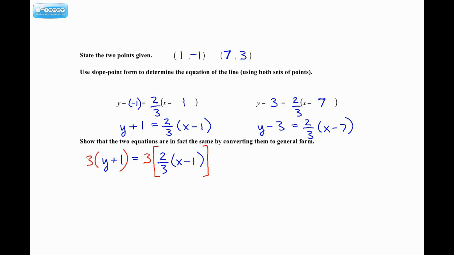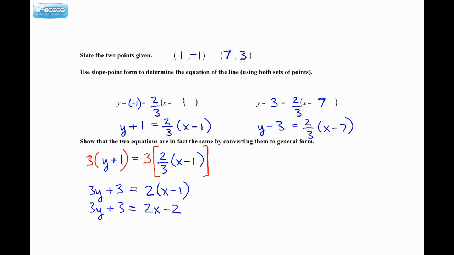Alright, so 3 times y, that gives me 3y. 3 times 1 is 3. Now, it looks quite scary on the right, but it's actually quite simple. I have 3 times 2/3. Well, the 3's cancel, so I'm just left with 2 times x minus 1. So now all the fractions are gone. So I'm going to apply my distributive law on the right. So this gives me 2x take away 2.